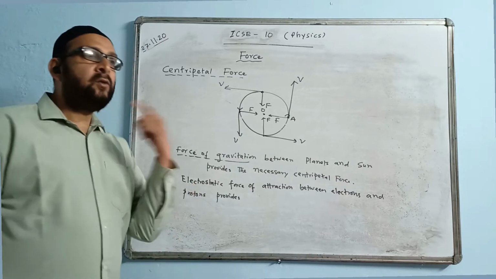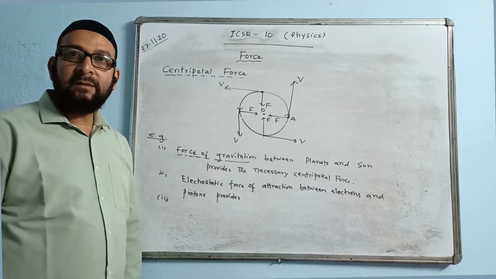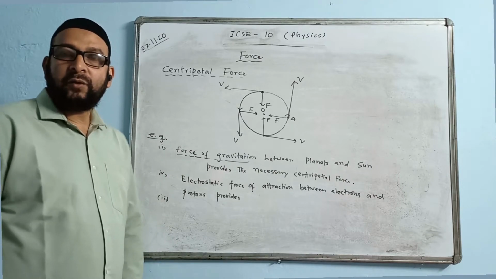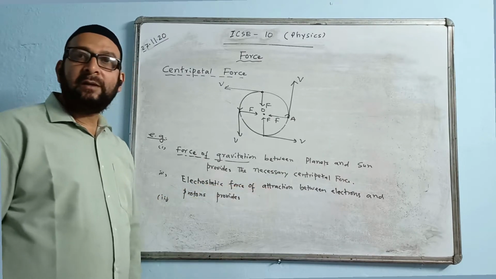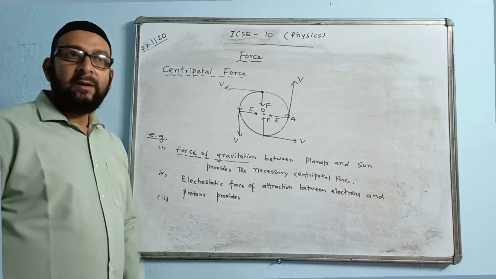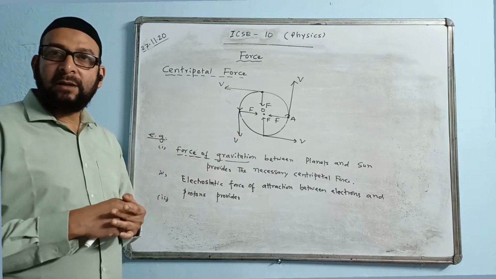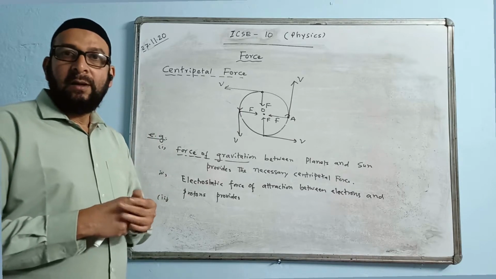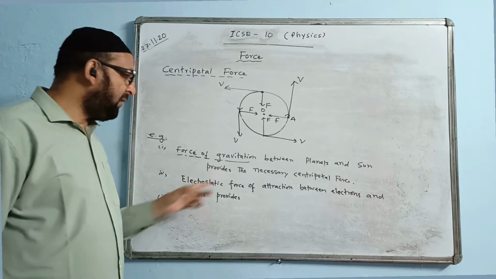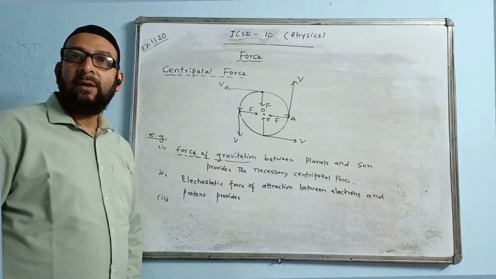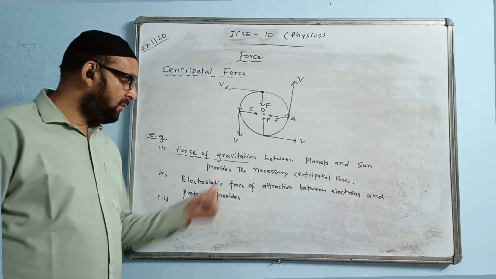Another one: electrons are revolving around the nucleus continuously. So what gives the necessary centripetal force? That time we say the electrostatic force of attraction between the electrons and protons. Electrons are attracted by the center, that is the nucleus, where the protons are. The proton attracts the electron, positive attracts negative. So the electrostatic force between the electrons and the protons provides the necessary centripetal force for the electron to keep revolving.